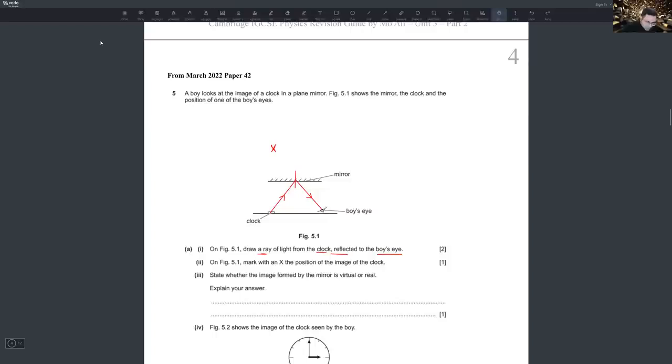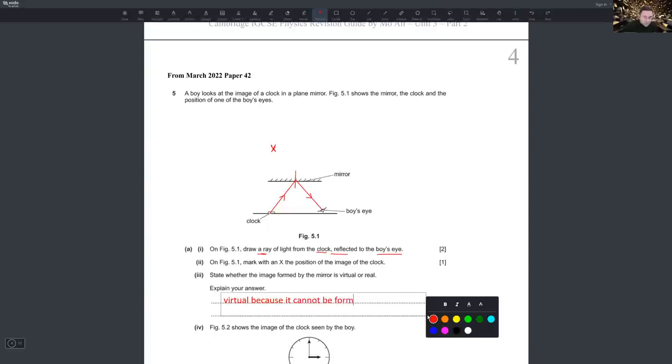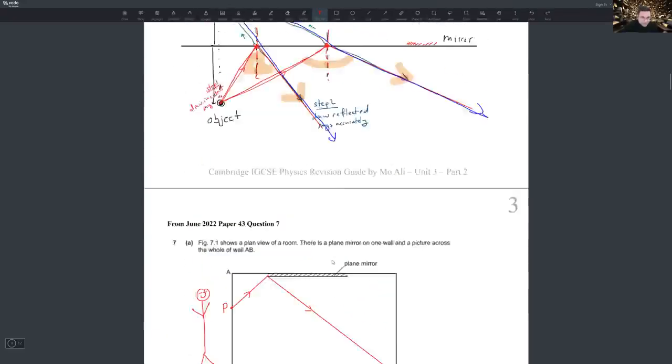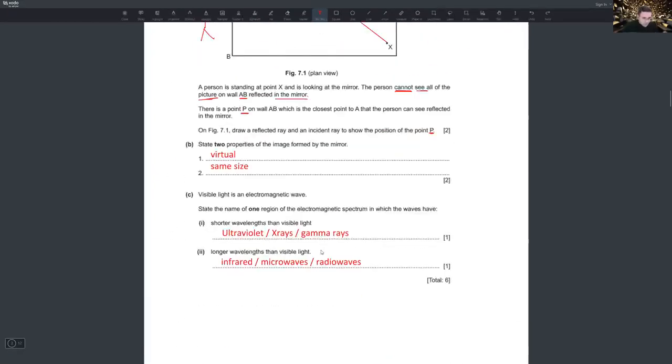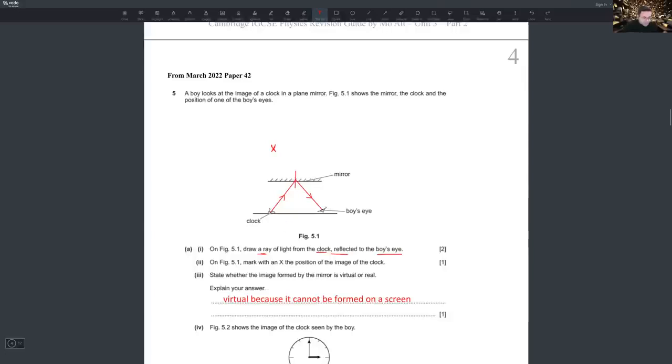State whether the image formed by the mirror is virtual or real. Explain your answer. So, our answer is that it's going to be virtual. Why? Because, and this is the definition of a virtual image, it cannot be seen or formed on a screen. A virtual image cannot be seen on a screen. It cannot be formed on a screen, which means a real image can be seen on a screen.